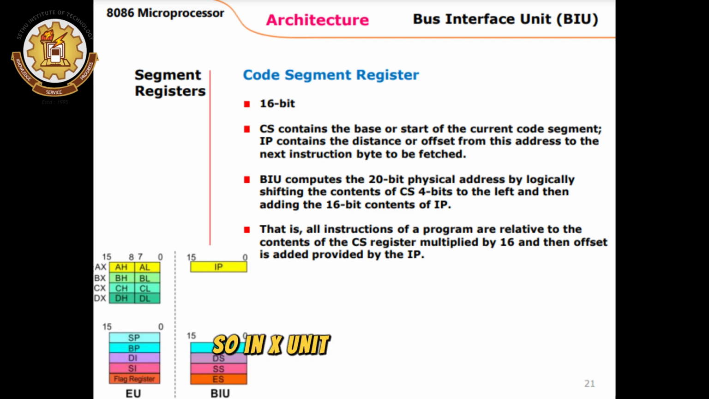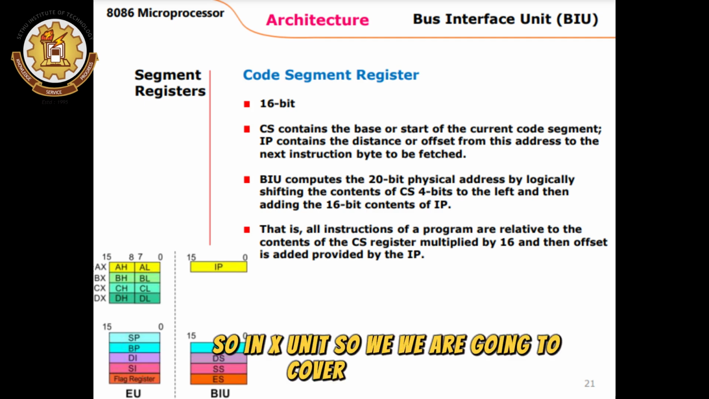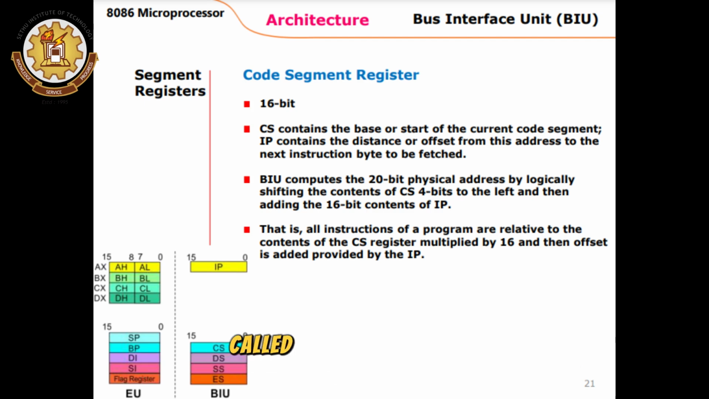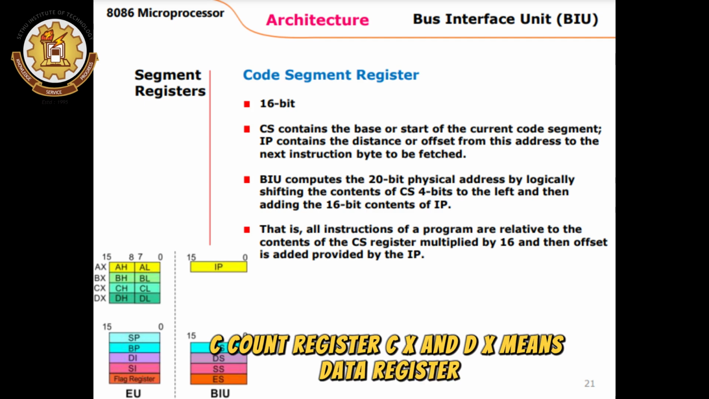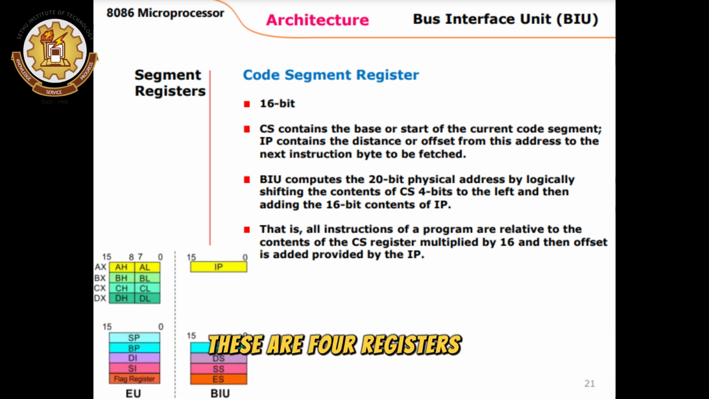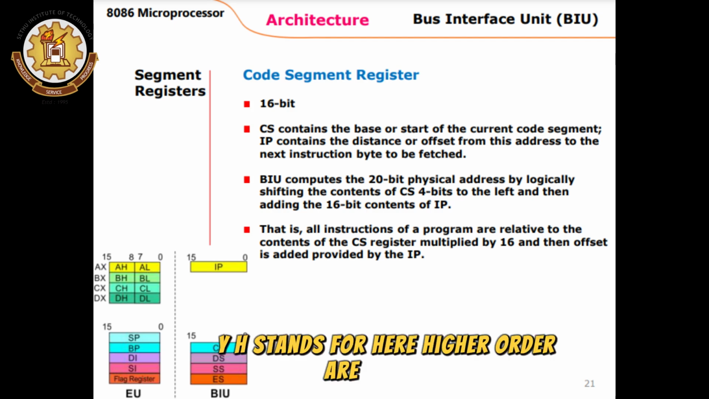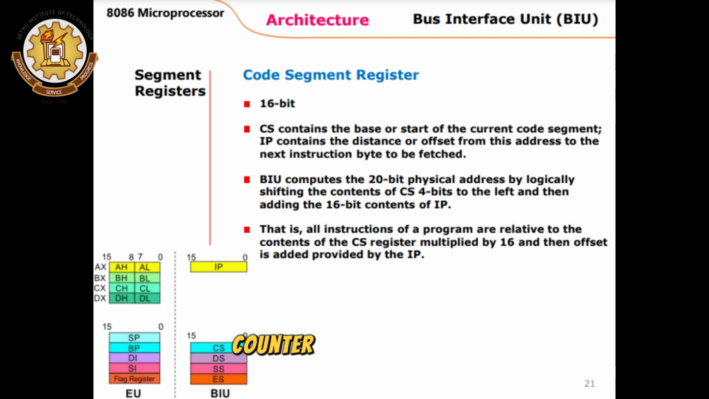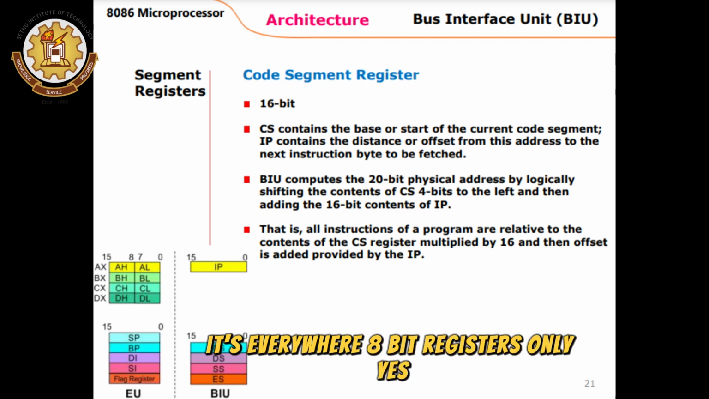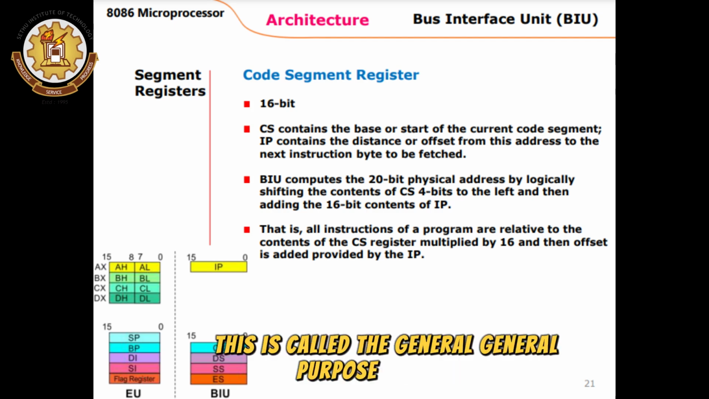In the execution unit, we are going to cover the general purpose registers: the AX register, the accumulator register; the BX register, the base register; the CX register, the count register; and DX, the data register. These four registers are 16-bit registers. How do we get the higher and lower order? AL and AH: L stands for lower order, H stands for higher order. The same follows for the base register, counter register, and data register. They are 8-bit registers only. This is called the general purpose registers.